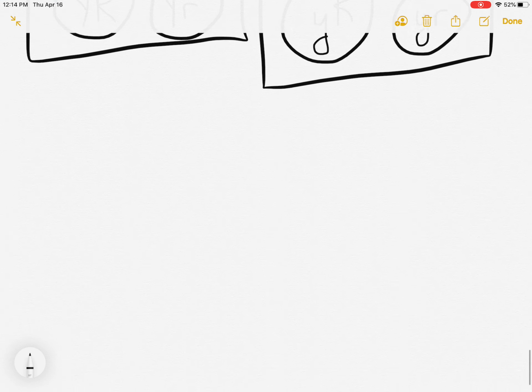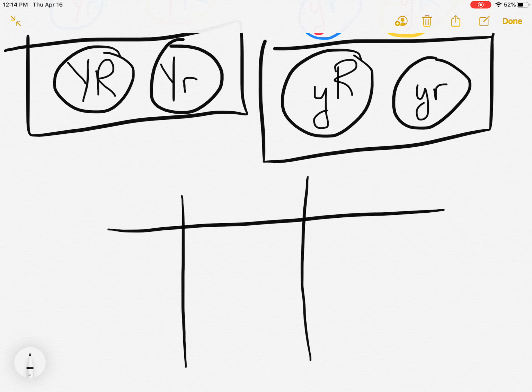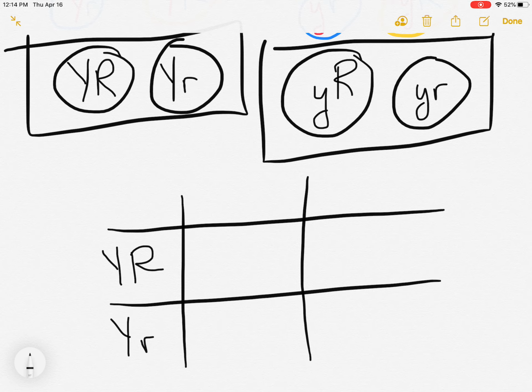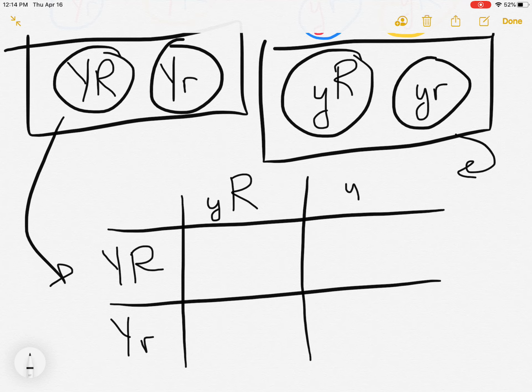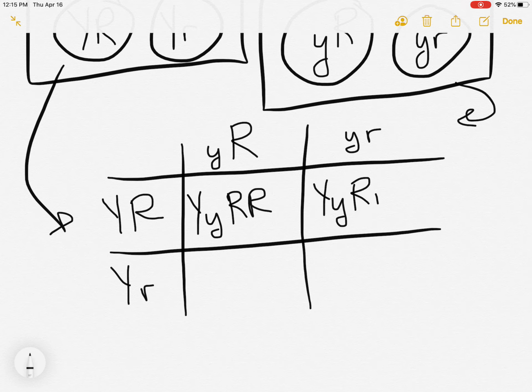So I do my cross. Now notice this time there's only two of each. Last time there was four of each, so that was a bigger square. This one, I only need two on one side and two on the other, so my square can be a little bit smaller. I'll put the gametes for the first one over here, and these gametes I'll put up here on top. Okay. Let's do the crosses.